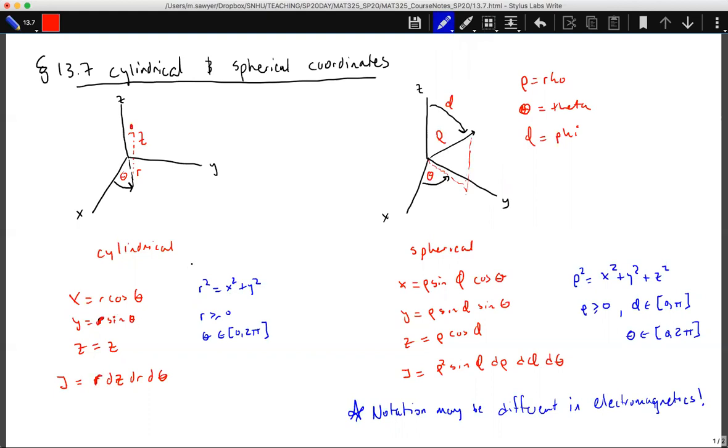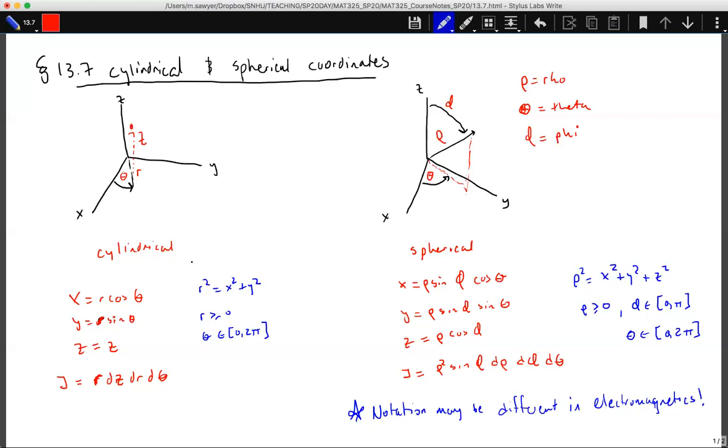For spherical coordinates, we are looking for a sphere, so we have the radius, rho, which shoots outwards; theta, which shoots around the sphere; and phi, which starts at the top of the sphere and swings down from the top of the sphere to the bottom of the sphere.